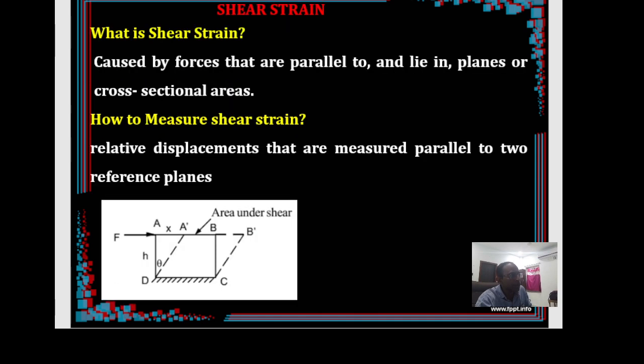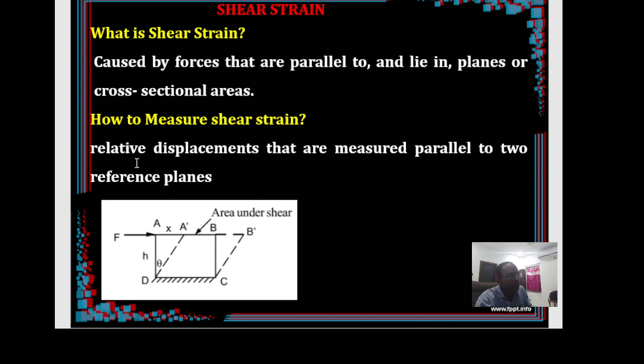Now the other kind of strain, namely shear strain, is also caused by forces, right? But what type of forces? Those forces acting parallel to, and lying in, the planes of the cross sectional area. So it's quite the opposite of the previous one, where the forces act in a direction perpendicular to the cross sectional area, whereas here the forces are acting parallel to the areas, right?